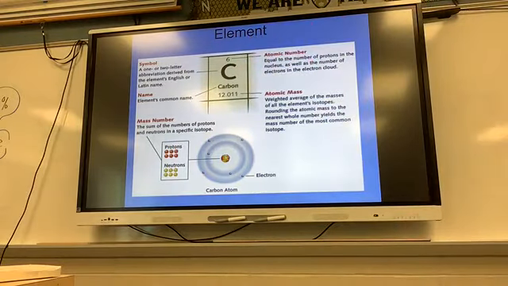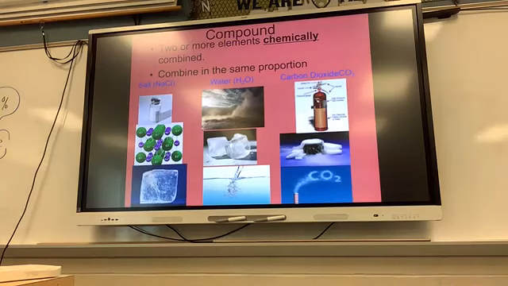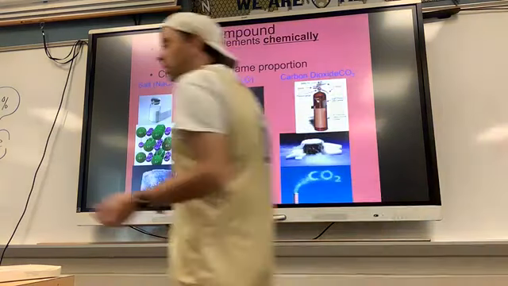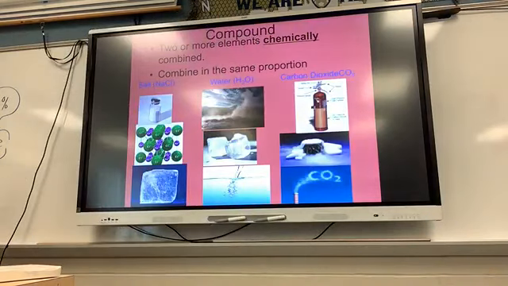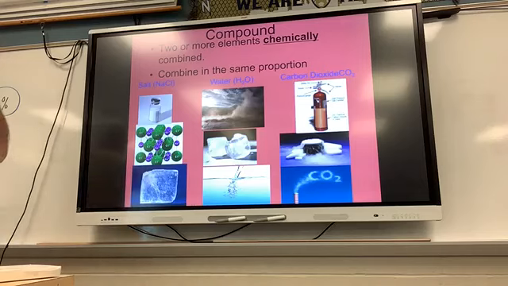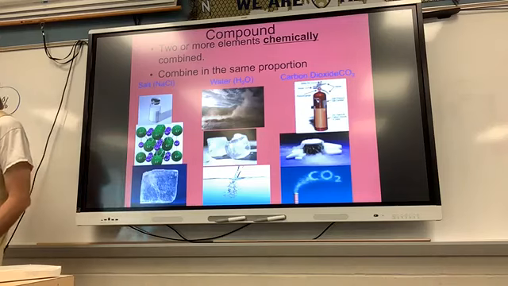If I take two or more elements and I chemically combine them, I have a compound. So if I take sodium, element number 11 on the periodic table, if you put that in water, it explodes. Can we do that this year? You'll do that if you take chemistry. You'll get to do that.